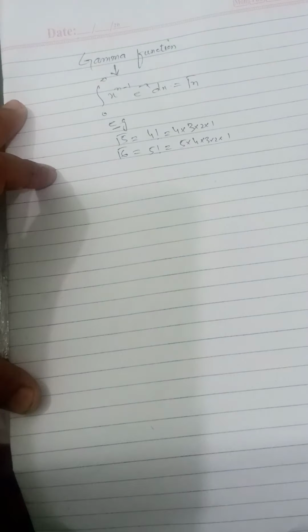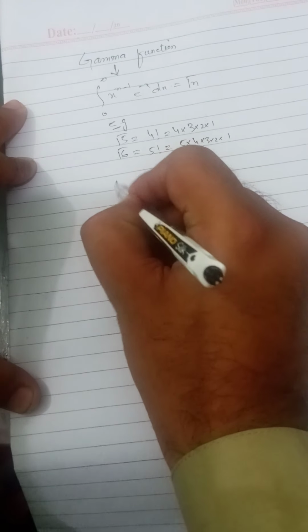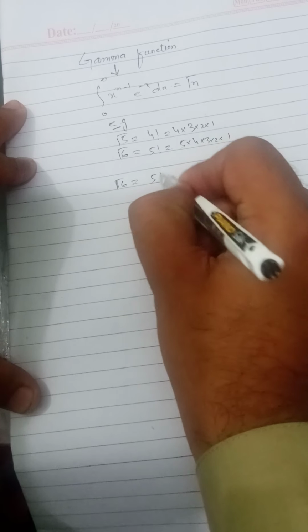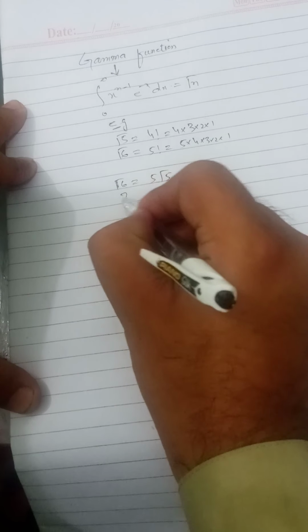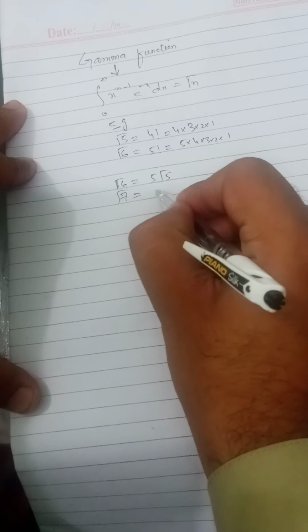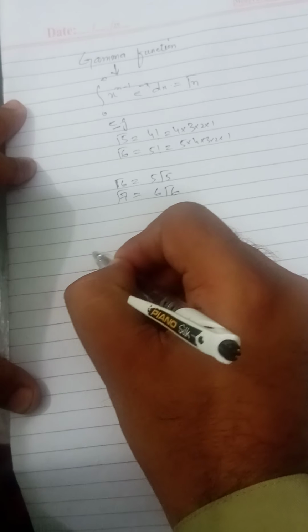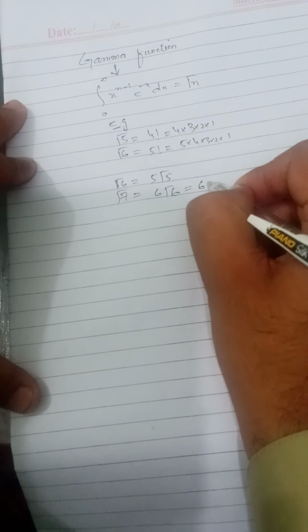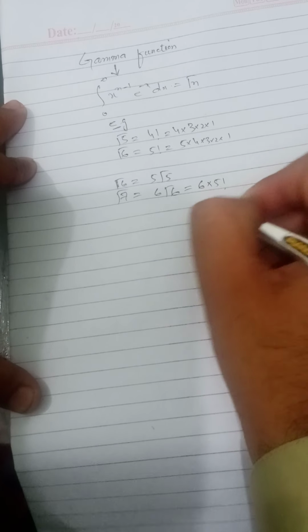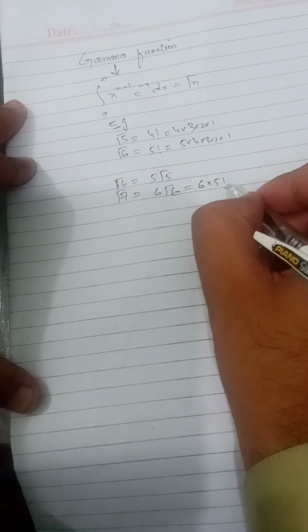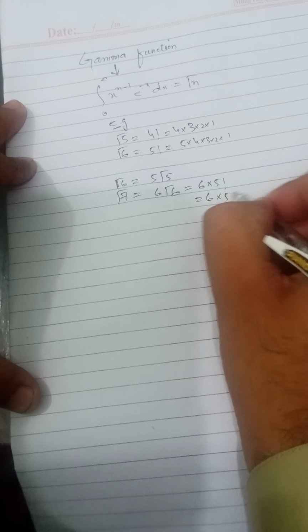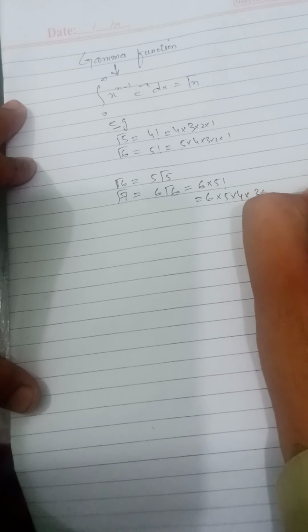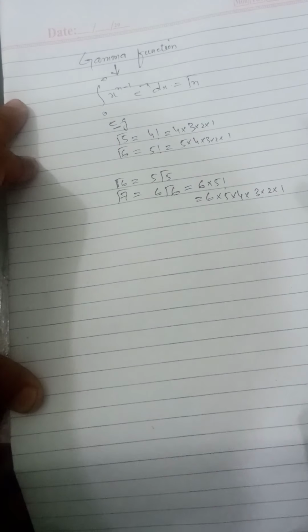In the first example, I'll show how gamma of 7 is equal to 6 gamma of 6, and gamma of 6 is equal to 5 factorial. So 7 gamma of 7 is equal to 6 cross 5 cross 4 cross 3 cross 2 cross 1.